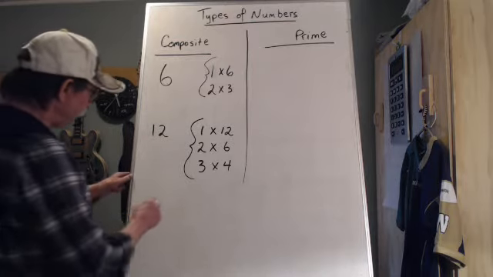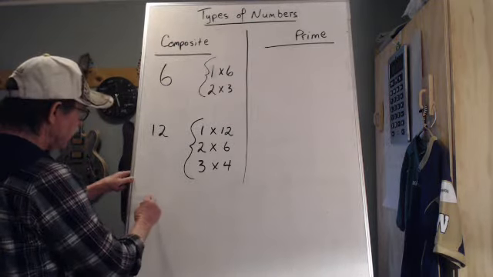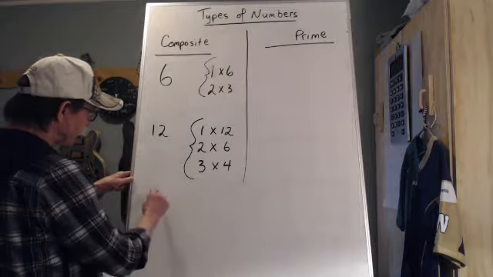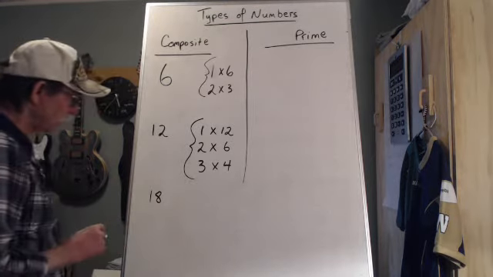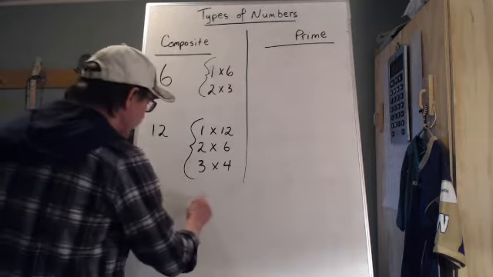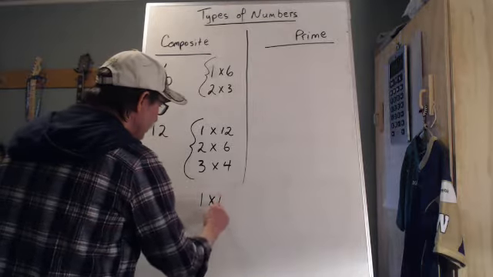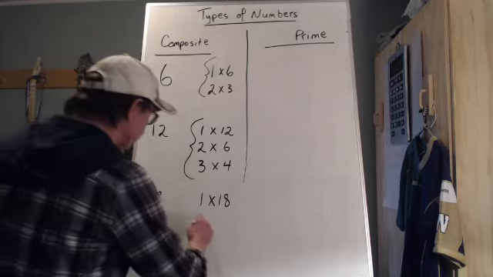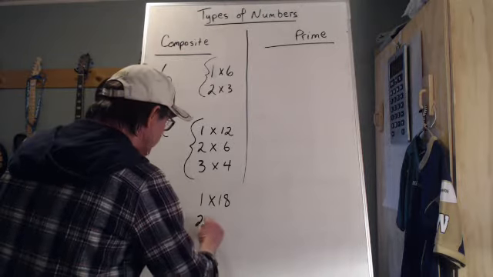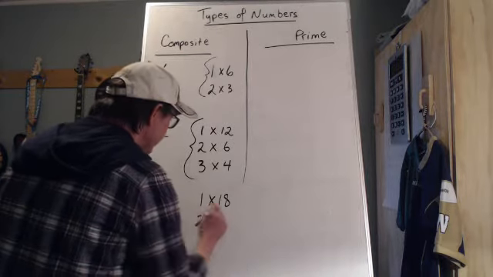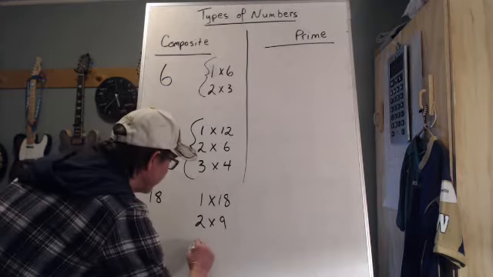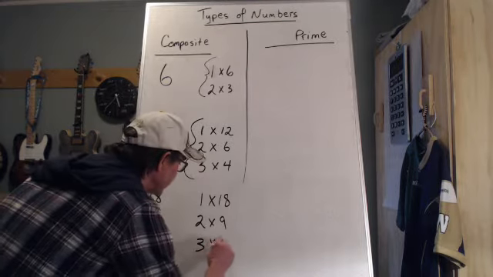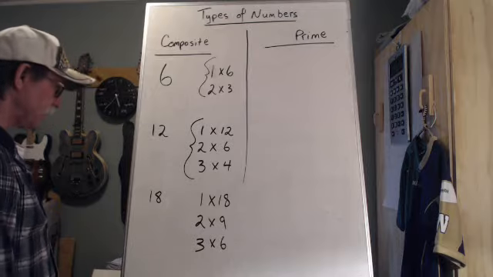Let's go with 18. 18 is 1 times 18, 2 times 9, 3 times 6, and I think that's all.